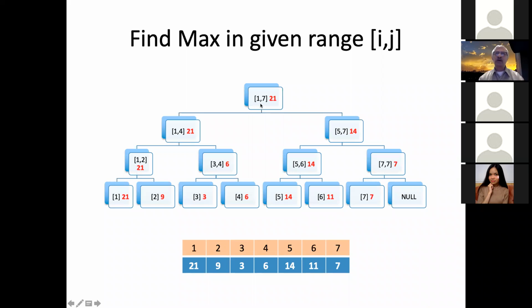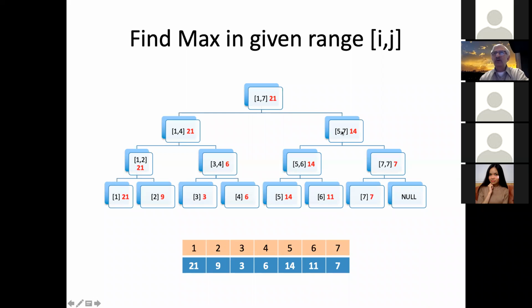So 2 to 5, we figure out that it's not completely in the left subtree, it's not completely in the right subtree, it's partly here and partly here. So we break the range 2 through 5 into 2 through 4 and 5 through 5. Then 2 through 4 is part of this range 1 through 4, but it's not in the left subtree, not in the right subtree. So it's partly here and partly here.